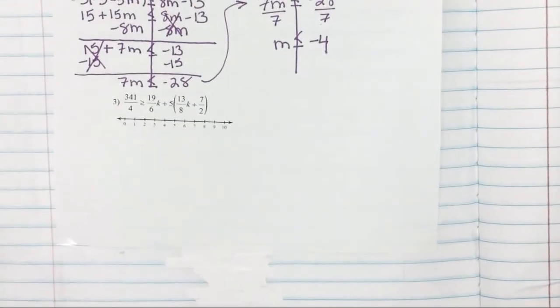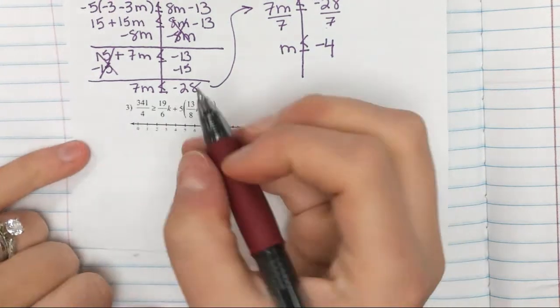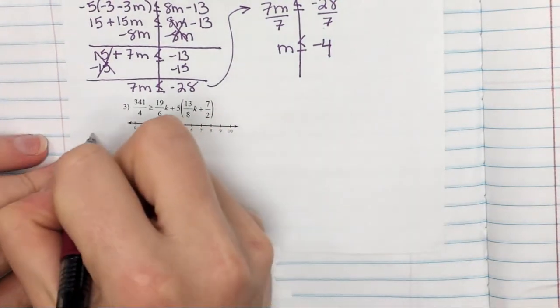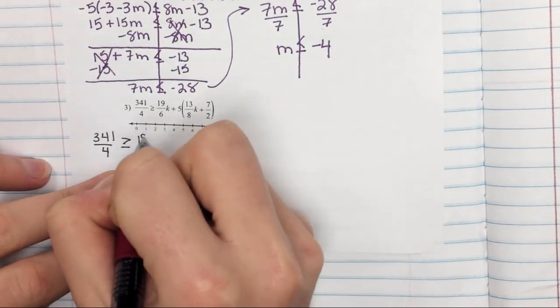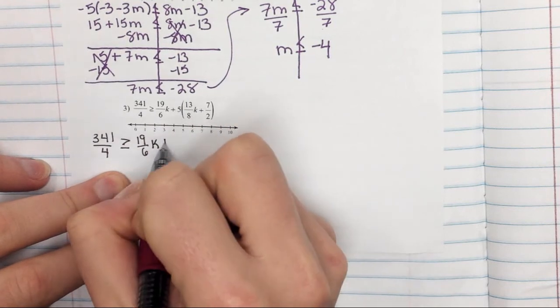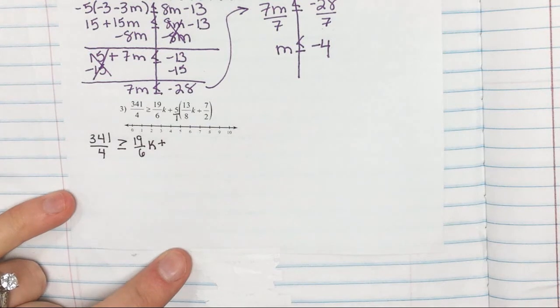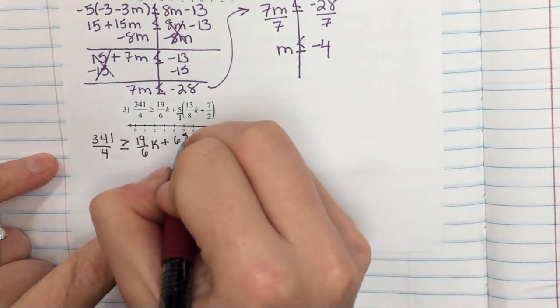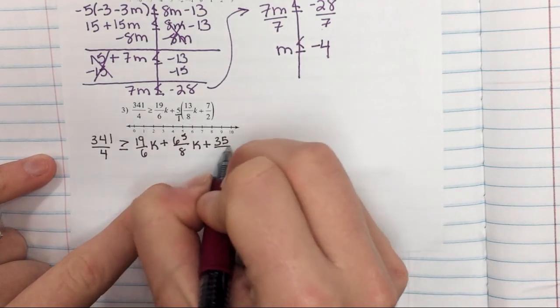Alright, number 3, we have some fractions involved here. So I'm going to pick a new color here, one we haven't used yet. Let's go with red. Alright, so my first step is still going to be the distributive property. So I have 341 over 4 is greater than or equal to 19 over 6 times k plus, this is 5 over 1, so 5 times 13 is 65 over 8k plus 5 times 7 is 35 over 2.